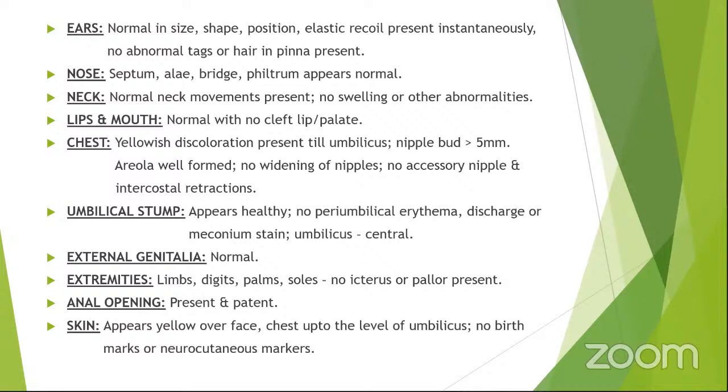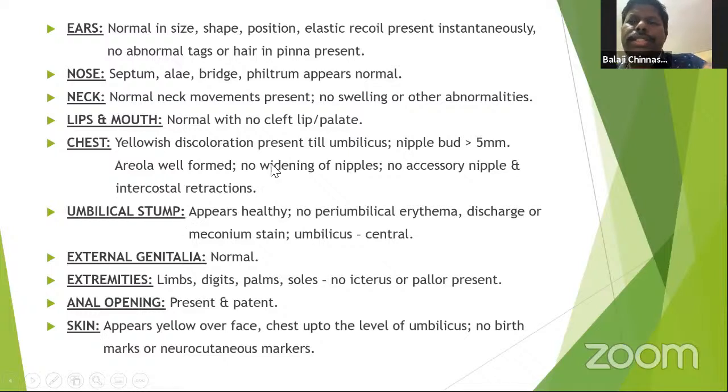Umbilical stump appears healthy with no periumbilical erythema, discharge or meconium stain. The umbilicus is central. External genitalia appear to be normal. Extremities: limbs, digits, palms, and soles, there's no icterus or pallor. Anal opening is present and patent, and skin appears yellow over the face, chest up to the level of umbilicus. There are no birthmarks or neurocutaneous markers. Okay.